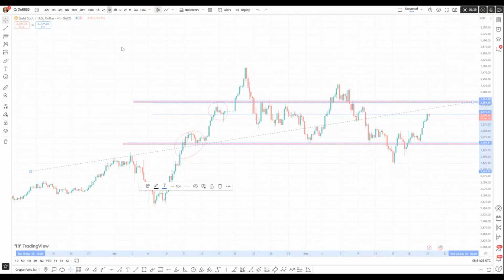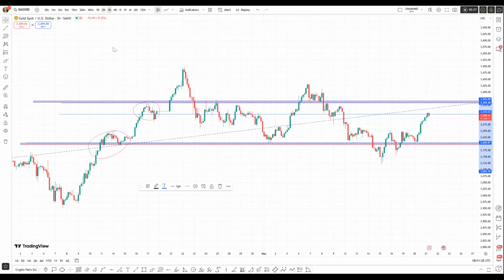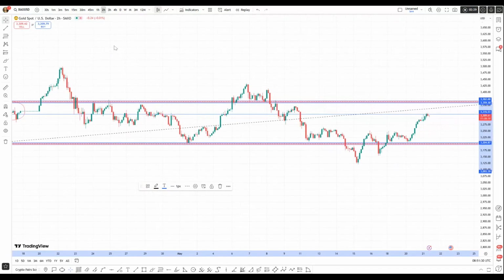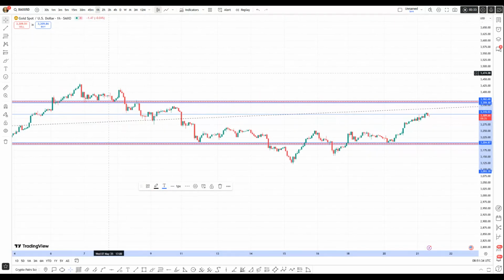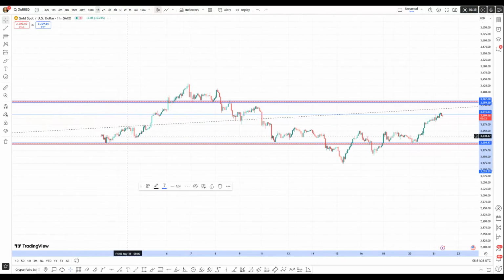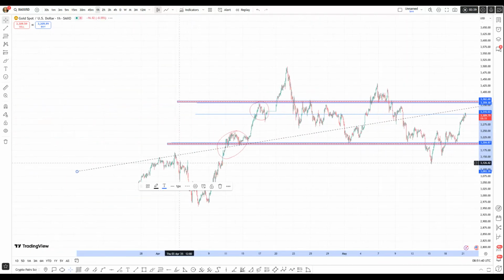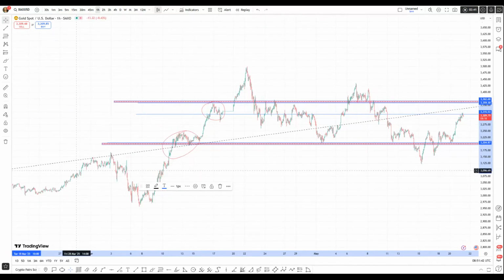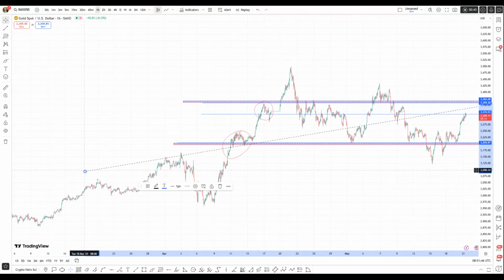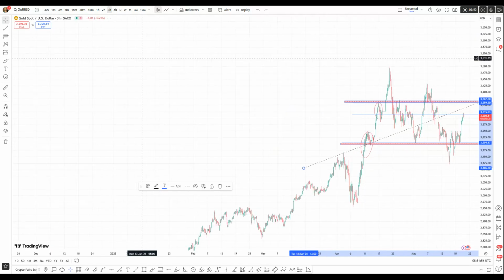Let's look at it on 3 hours. Look at it on 2 hours. Look at it on 1 hour. So they are all clean on different time frames.